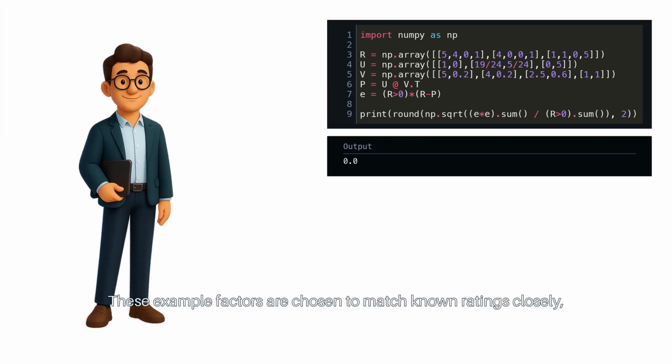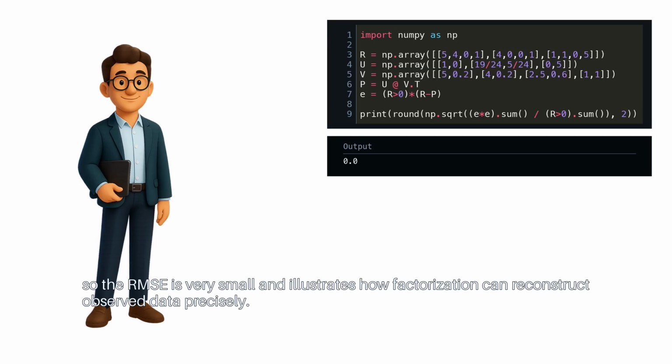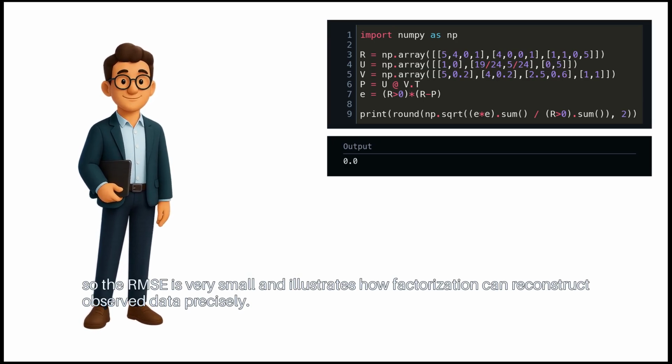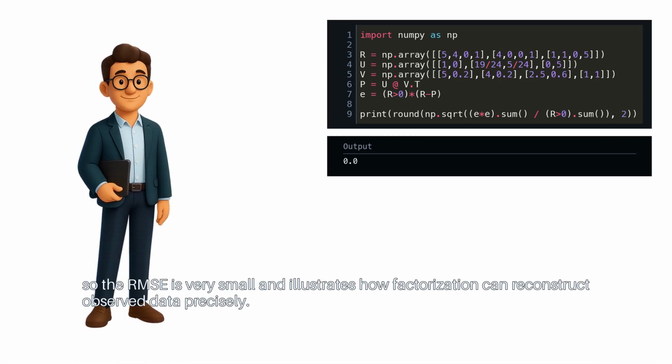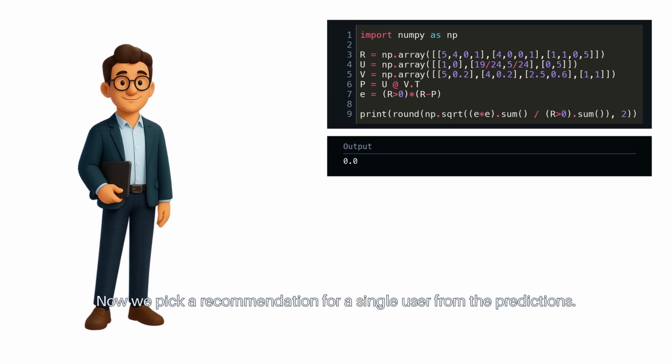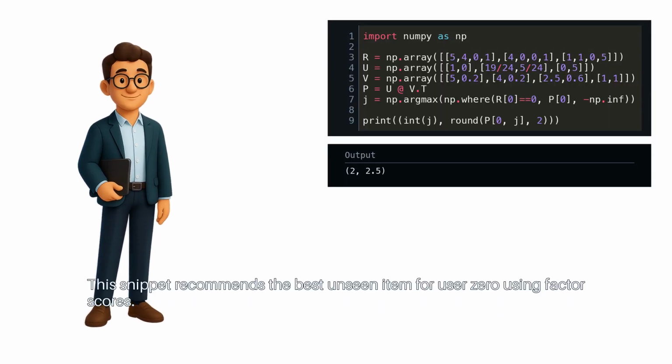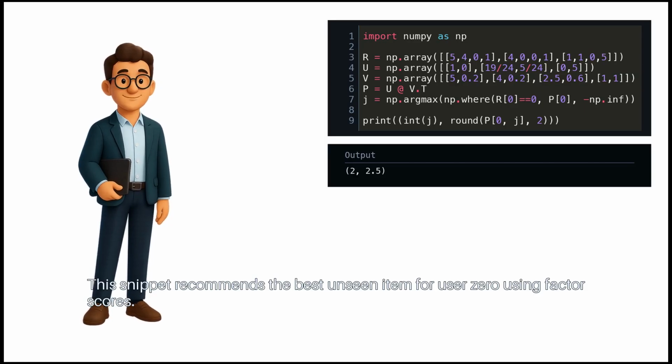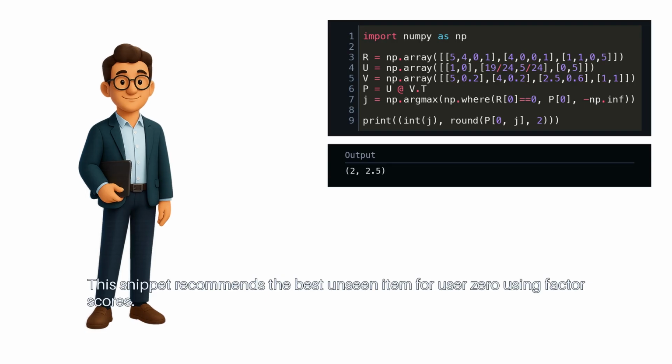These example factors are chosen to match known ratings closely, so the RMSE is very small and illustrates how factorization can reconstruct observed data precisely. Now we pick a recommendation for a single user from the predictions. This snippet recommends the best unseen item for user 0 using factor scores.